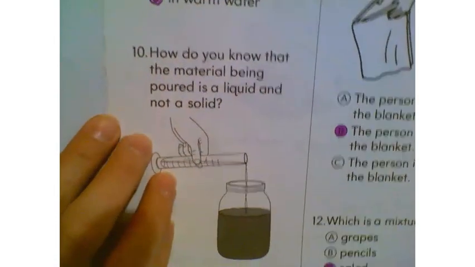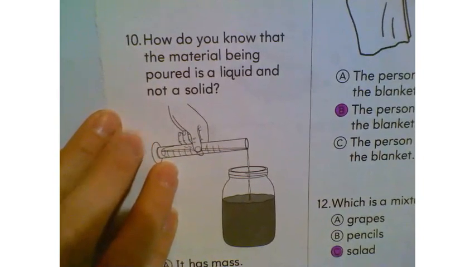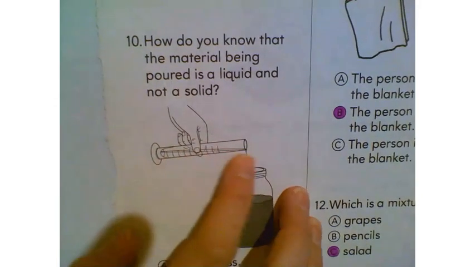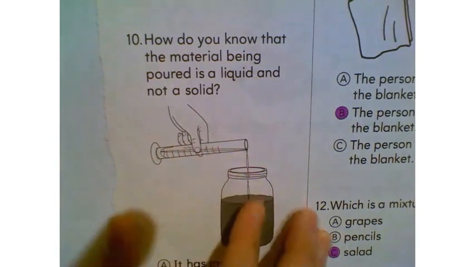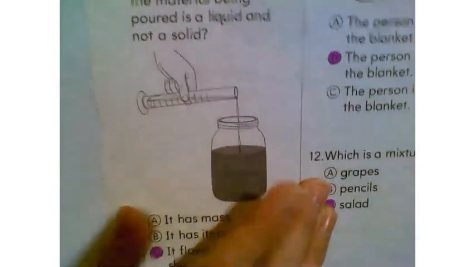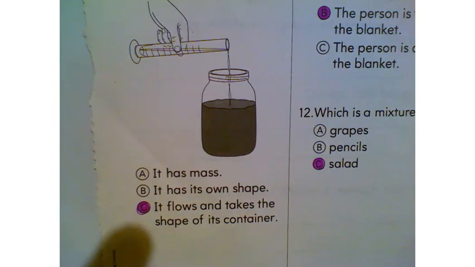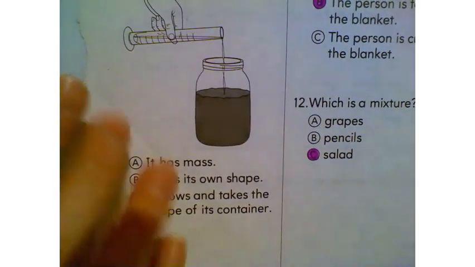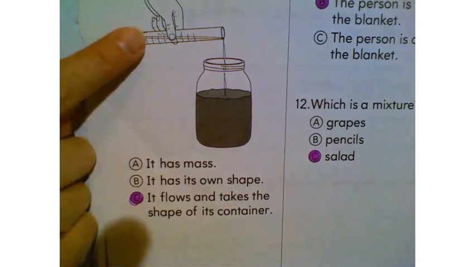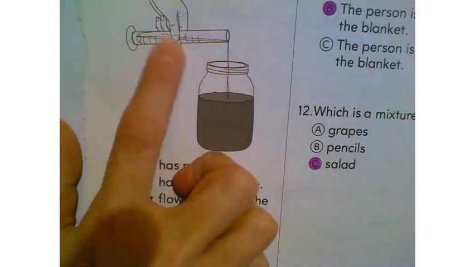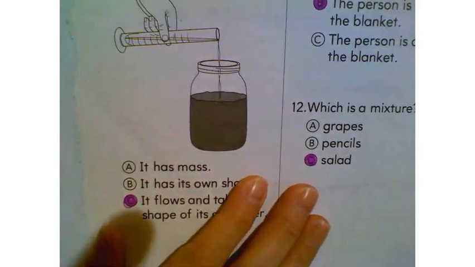Number 10 says, how do you know that the material being poured is a liquid and not a solid? So looking at it, we can see that it's in the shape of this beaker here, and now it's flowing into this jar, and it's taking the shape of the jar. So I didn't choose A because that says it has mass, and while that's true, solids have mass as well. So that doesn't show me that it's a liquid or a solid. B says it has its own shape, but I can see that no, it doesn't have its own shape because here it's the shape of the beaker and here it's the shape of the jar. So I went with C. It flows and it takes the shape of its container. So that's how we know it's a liquid.